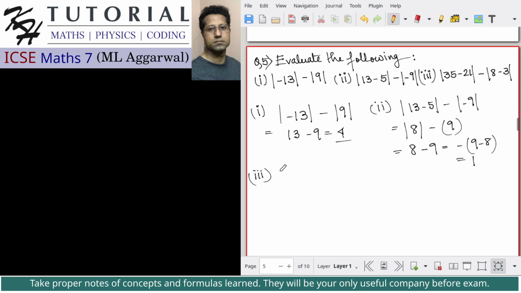Part 3, the numerical expression is absolute value of 35 minus 21 minus absolute value of 8 minus 3. For absolute value of 35 minus 21, we first find 35 minus 21, which is 14. 8 minus 3 is 5, so we have absolute value of 5. Absolute value of 14 is 14 and absolute value of 5 is 5. So this is 9.